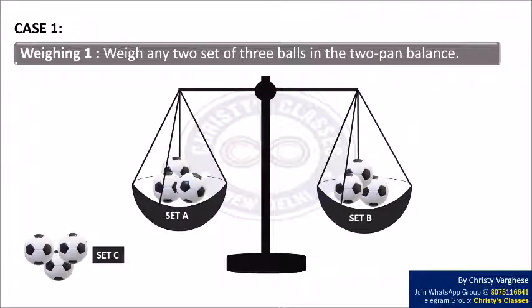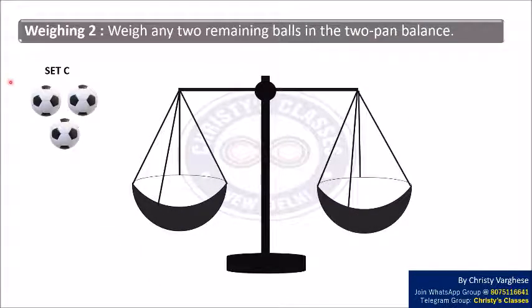Suppose we are weighing set A and set B, and if they balance, then the heavier ball is not in the balance. That is, the heavier ball is one of the 3 balls which we do not weigh, and in this case, the heavier ball is in set C. So, in order to find the heavier ball, we have to weigh the 3 balls in set C. That is, we have to weigh any 2 remaining balls in the two-pan balance.